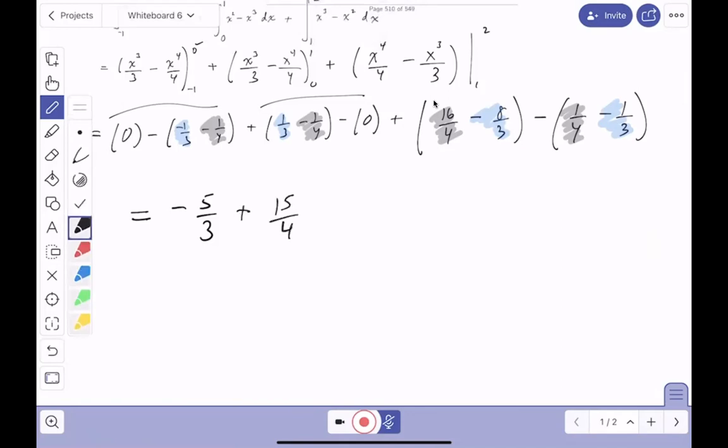Let me get it again. 1/4 minus 1/4, no quarters. 16 quarters minus 1/4, 15 quarters. Common denominator, 12. Minus 20. It's doing grade school arithmetic. Plus 45, which can be 25 twelfths.